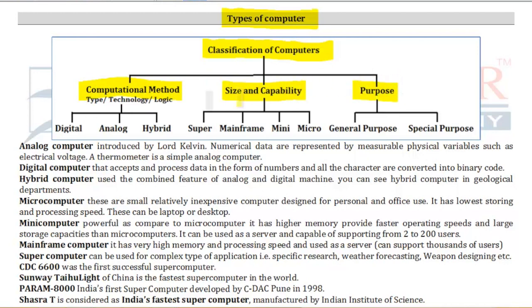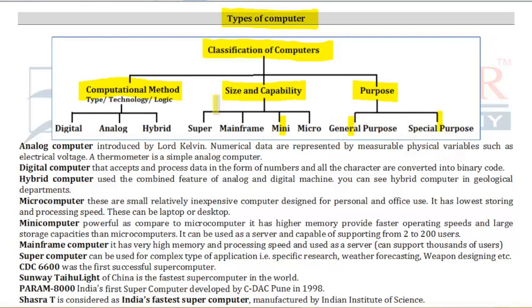So classification of computers based on computational method will be digital, analog, and then hybrid. And based on size and capability will be supercomputers, mainframe computers, mini computers, and then microcomputers. Likewise, classification of computers based on their purpose or use will be general purpose computers and then special purpose computers.